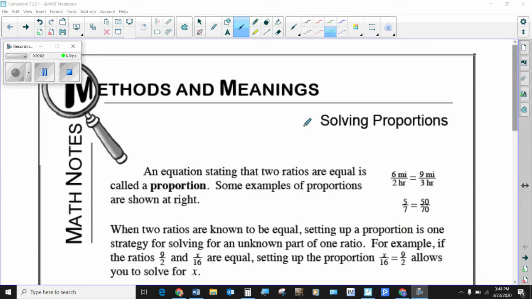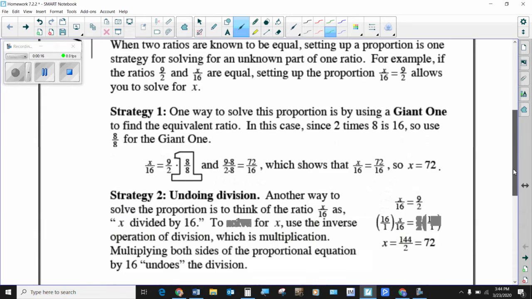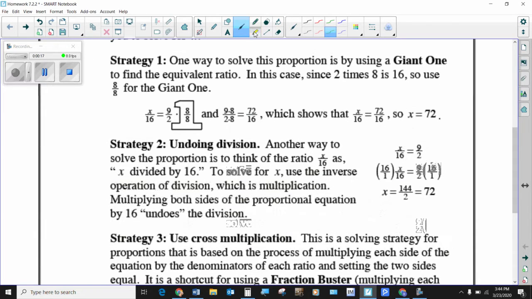Alrighty, let's go over the homework. Here are the M&Ms for solving proportions. We got this into your journal yesterday with our lesson, but it's a little bit more in-depth explanation here. The three basic strategies that we use are the giant one, which is what happens when you multiply. What do you multiply times the 2 to give you 16? That would be 8. So you multiply the 9 times 8 as well.